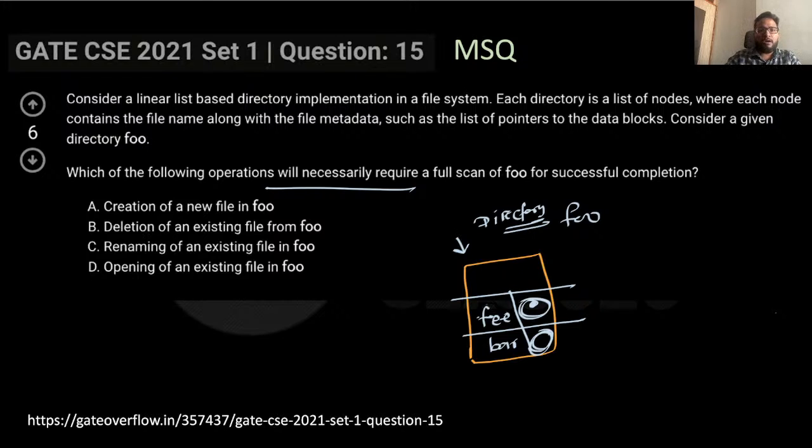Okay. Deletion of existing file from the foo. Deletion, I don't think it requires, right? For the deletion, you can directly delete it. You do not need to look at all of this. For deletion, you don't need. For creation, yes, you need. For renaming, yes, you need. If you want to rename, then you need to check whether this exists or not, right? Opening, you do not need, right? So that's why A and C are the correct answer. Yes, Akash, that is correct.